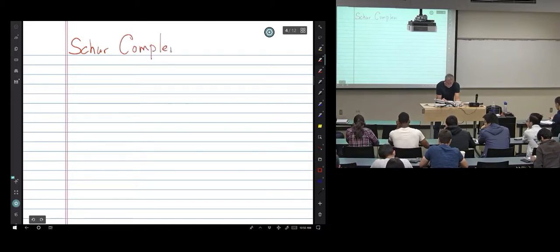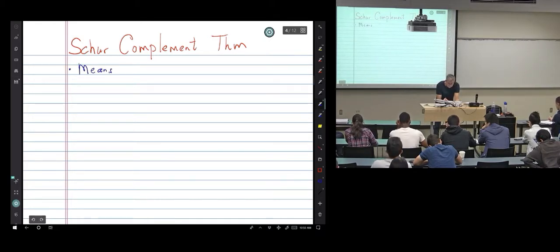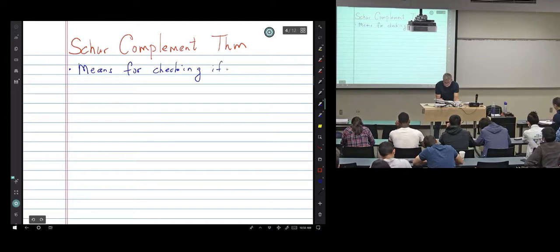Do something new, the Schur complement, okay? So this is going to be how to check Schur complement theorem. Okay. It's a means for checking if a matrix is positive definite.